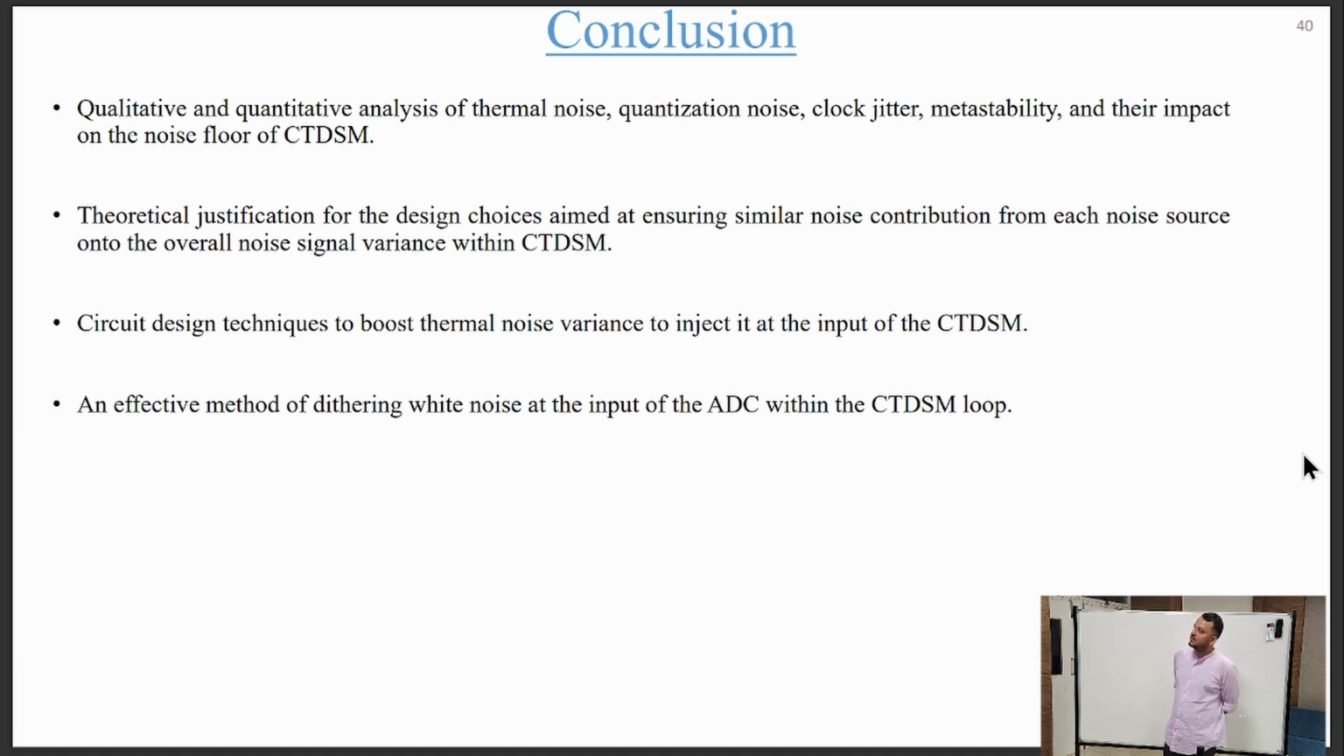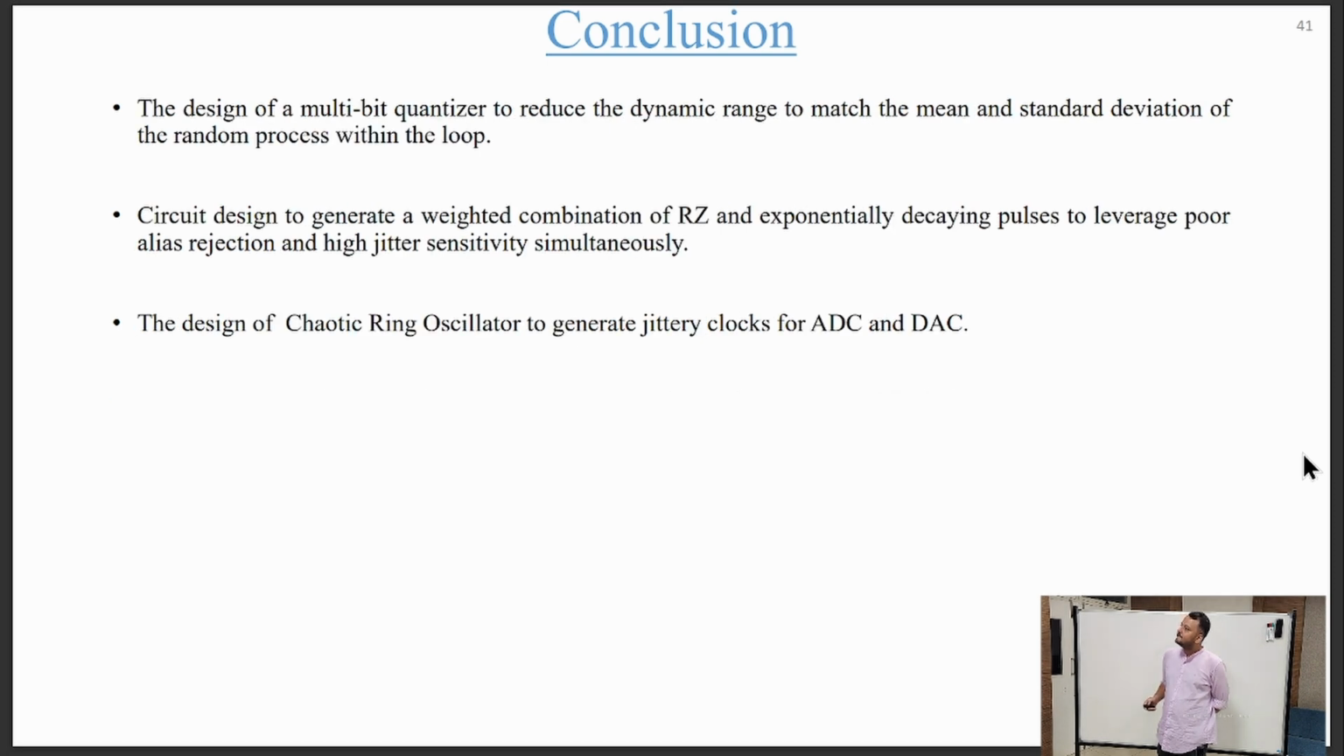So our conclusion is we did qualitative and quantitative analysis of all the noise sources, and we studied their modeling, and through those models we analyzed the variance, and we gave a theoretical justification of our design choices. And we use a multi-bit quantizer to balance all the noise in our CTDSM. We implemented circuit design to generate both a weighted combination of RZ DAC and switch capacitor DAC, and we use a chaotic ring oscillator for clocking the ADC and DAC.